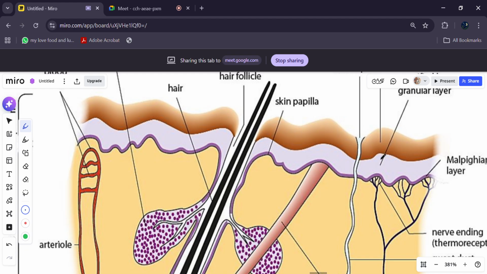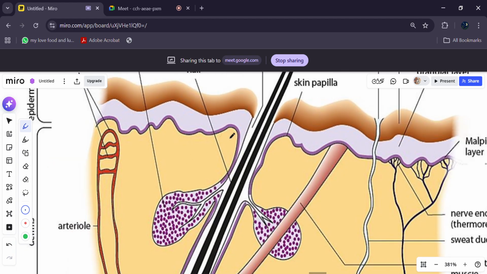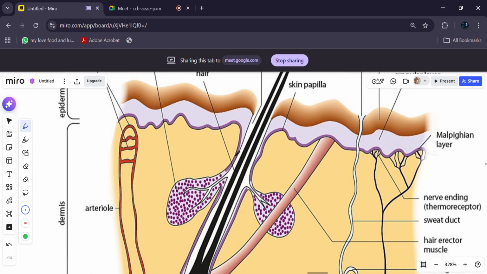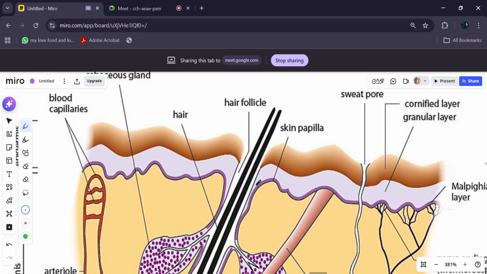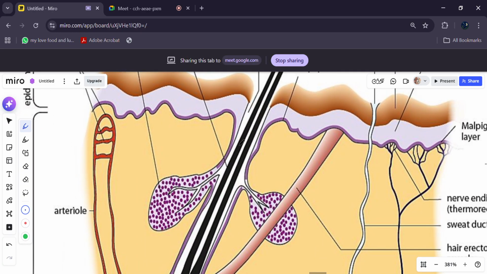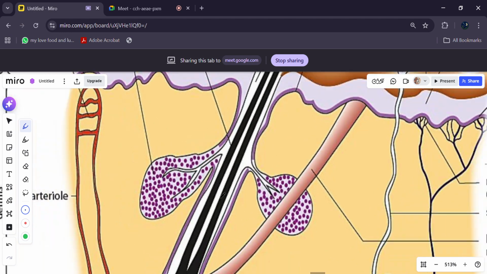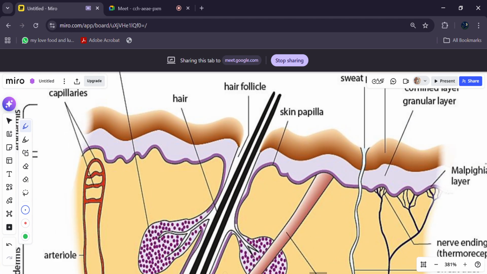So the Malpighian layer goes deeper into the dermis, creating a hollow hole called the hair follicle, and here is where our hair grows.